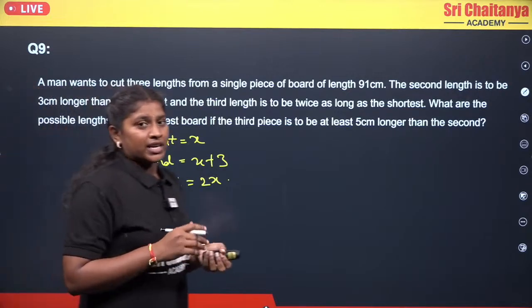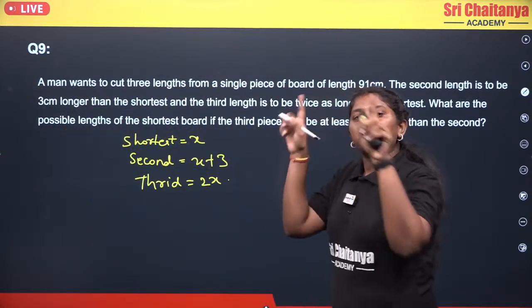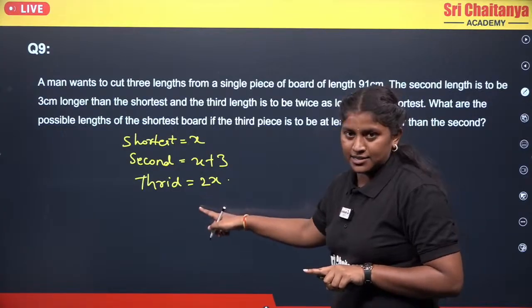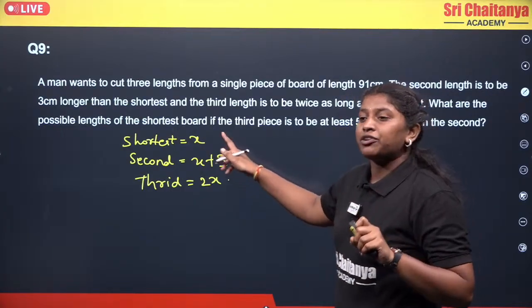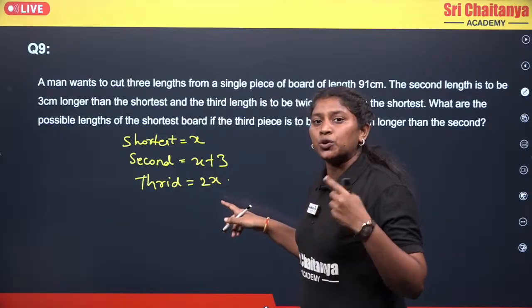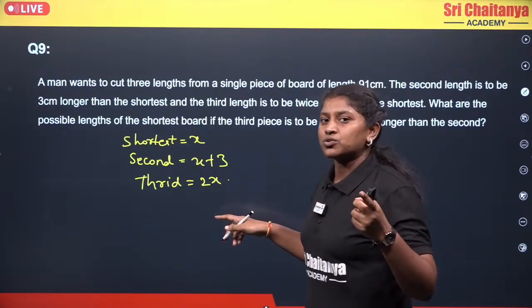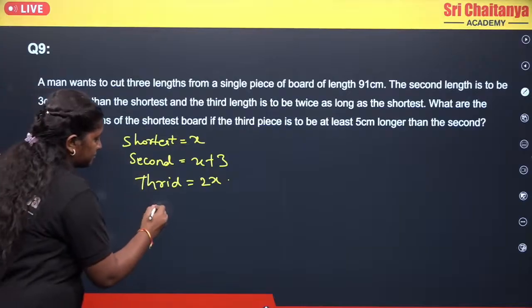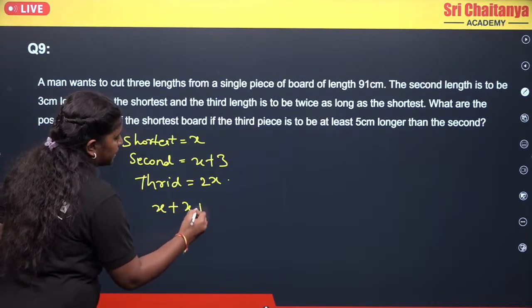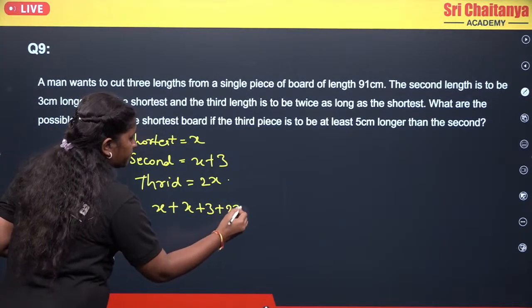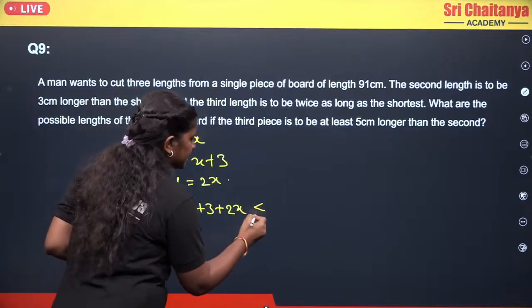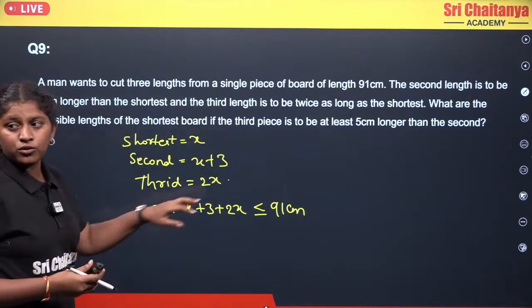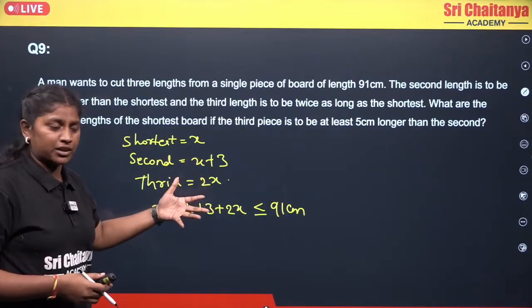Why? Because I have my total cardboard of 91 centimeters, and from that cardboard I am getting the 3 lengths. So if you add these 3 lengths, it should be less than or equal to 91 centimeters. So now I am adding them: x plus x plus 3 plus 2x should be less than or equal to 91 centimeters. Why? Because if you add those values, we won't get more than 91.